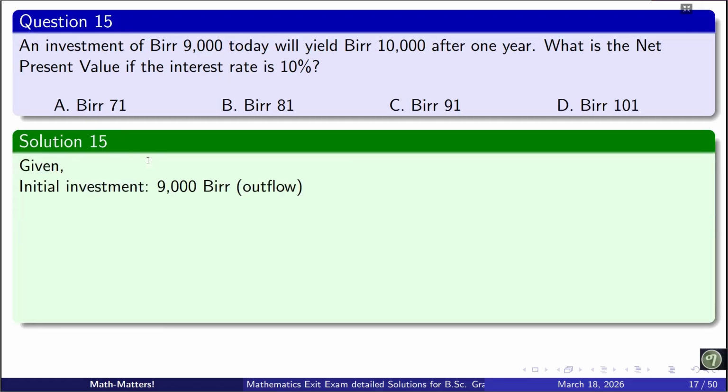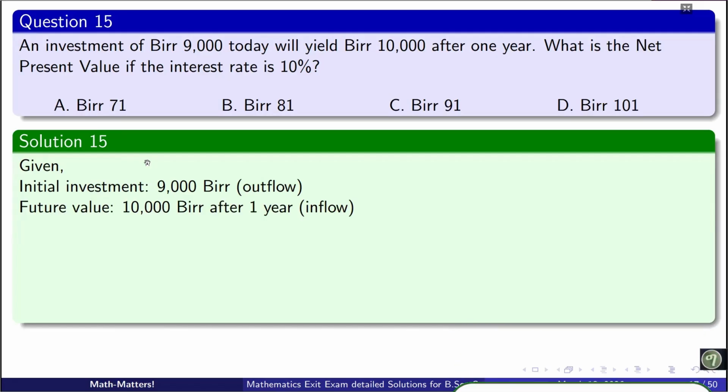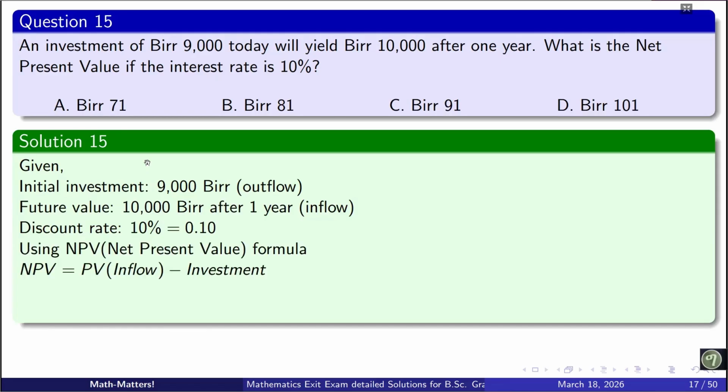What is given here is the initial investment of 9,000 birr, which is an outflow. And the future value, just after the investment, is expected to yield 10,000 birr after 1 year, which is an inflow. Then the discount rate is 10%, that is 0.1. So we use the NPV, net present value, formula. The net present value is equal to the present value of the inflow minus the initial investment.